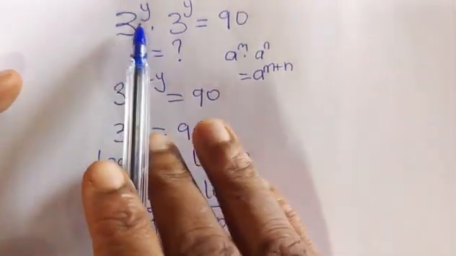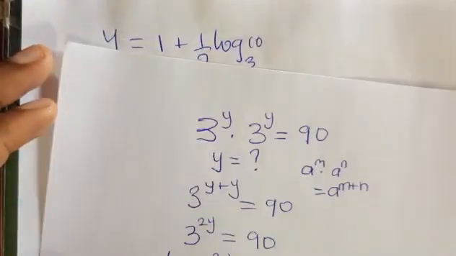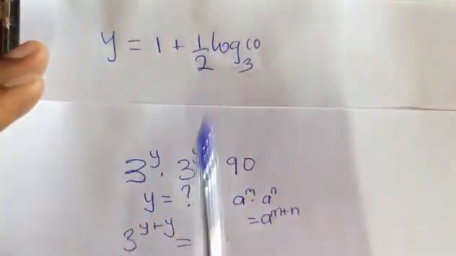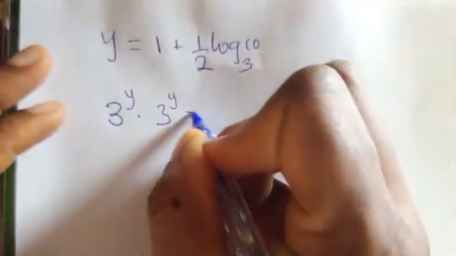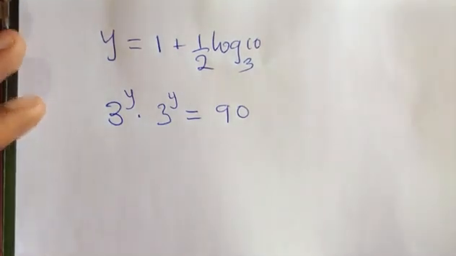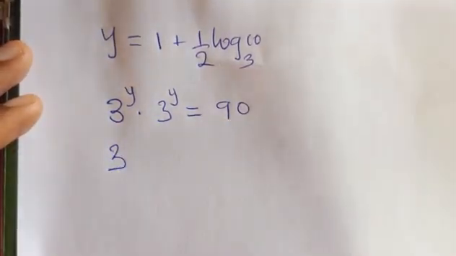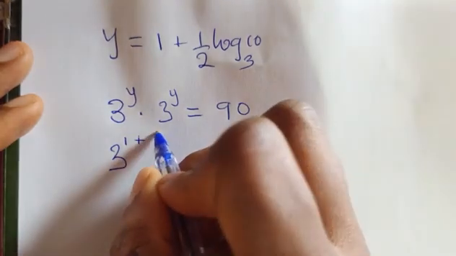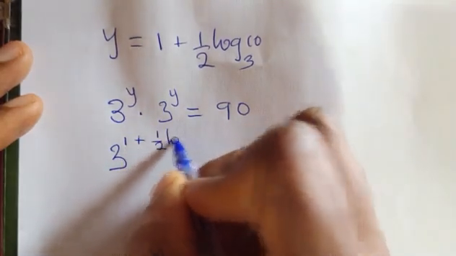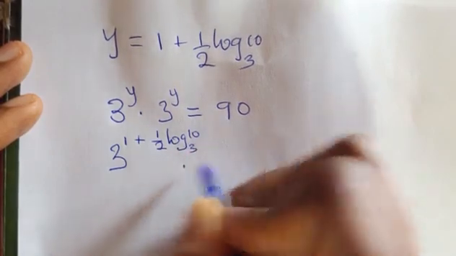Now let us check if y equals 1 plus 1 over 2 log 10 to base 3 satisfies this equation: 3 raised to power y times 3 raised to power y equals 90. Let us substitute y into this formula and see if it will give us 90. So let me write out the question. 3 raised to power y times 3 raised to power y equals 90. Now we have 3 raised to power 1 plus 1 over 2 log 10 to base 3.